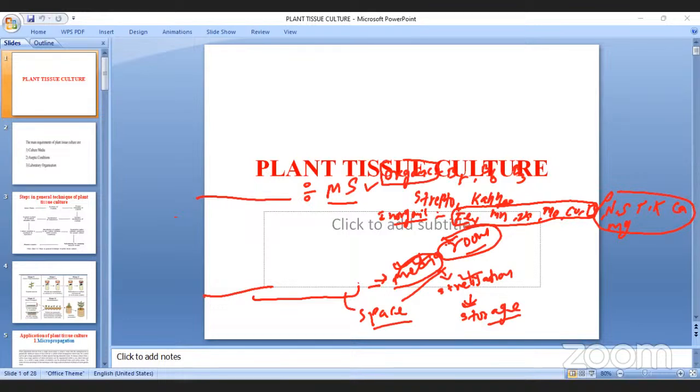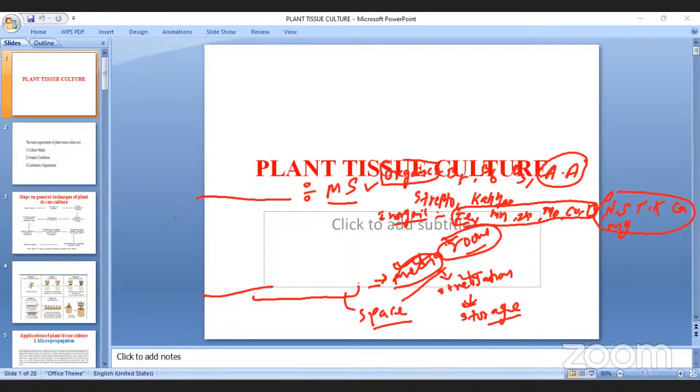But in aseptic condition, we will have to provide all these micro and macronutrients as well as the organic vitamins, cytokinins, sorry, vitamins and antibiotics, streptomycin and kanamycin. And apart from that, other important amino acids like arginine and asparagine we also need to add. Inorganic is completed, organic is completed, now carbon and energy source.